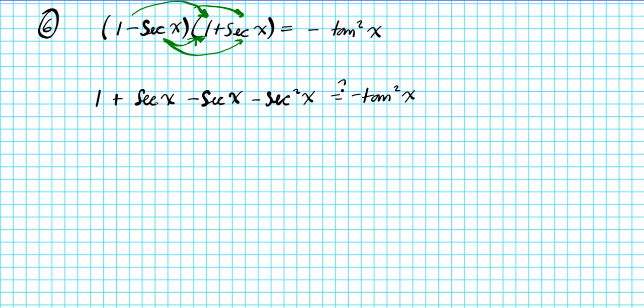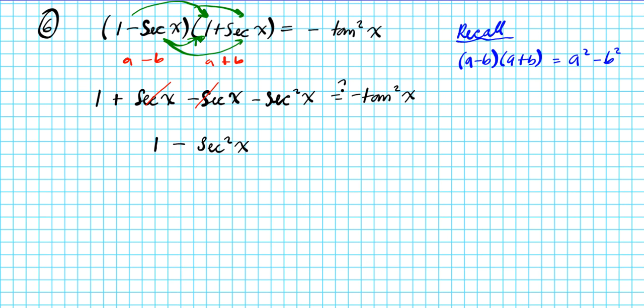Now notice the middle terms cancel. Hopefully that doesn't surprise you, because what we had here initially is a difference of squares. So what is a plus b times a minus b? We all know what that is. We studied that in Algebra 1. The expanded form of a difference of squares: a minus b times a plus b is equal to a square minus b square. Okay, so we shouldn't be surprised that we're getting 1 minus secant square x. Is this equal to negative tan square x? Is it?